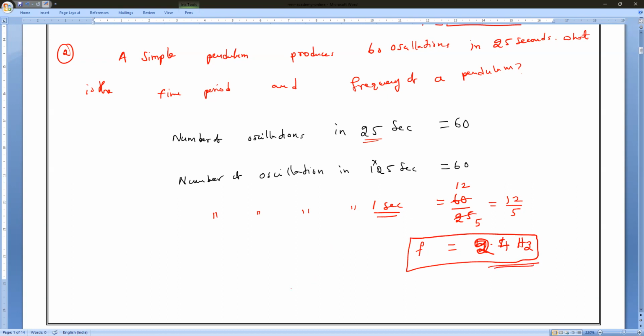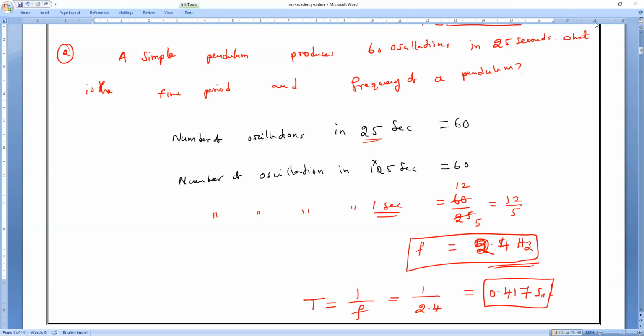Any doubt? Anybody can ask me. Now we all know that time period is equal to 1 by frequency. So 1 by 2.4, which is equal to 0.417 seconds. That is the time period. Clear, everybody? Understand? Alfin, Niroshi? Any doubt? Anybody can ask me. Do it fast.